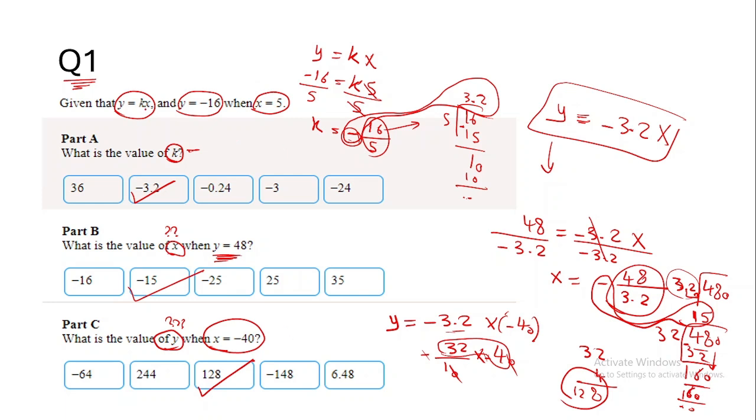It will ask you first to get the constant, which is k, based on some given values. Then he will start to ask you about the value of x or the value of y as you got the constant value before. Okay? So let's go to the other question.